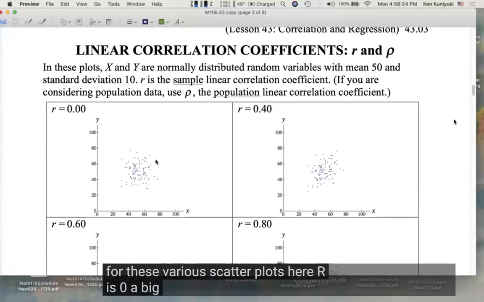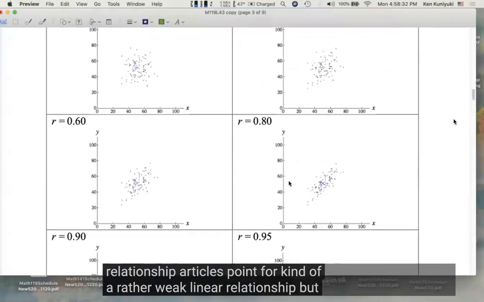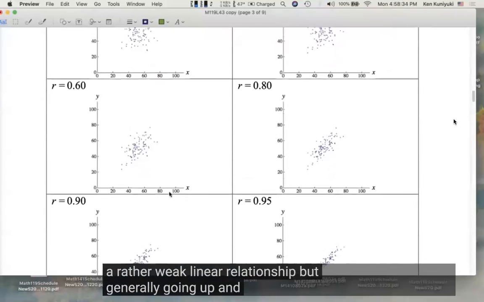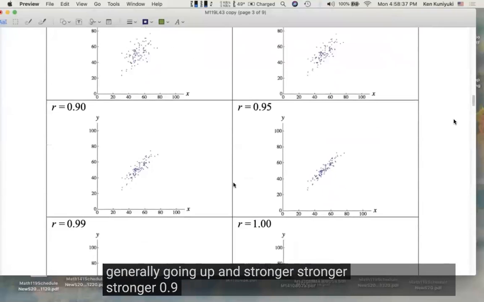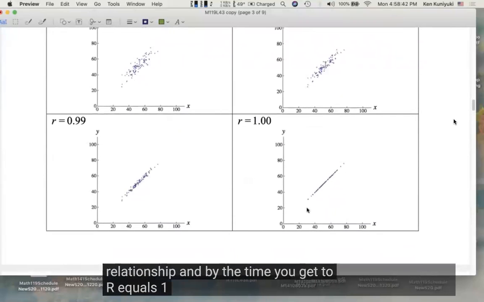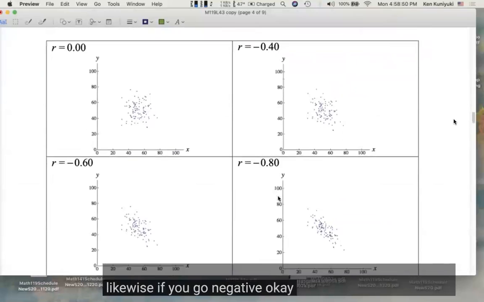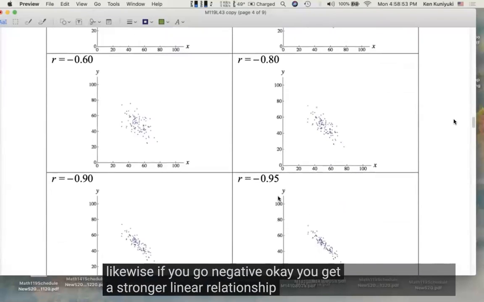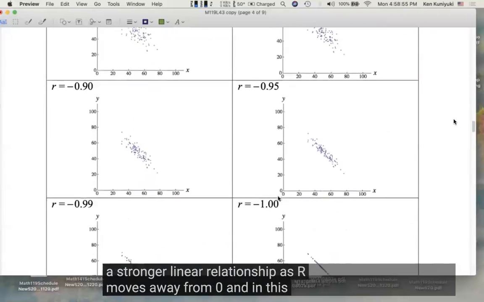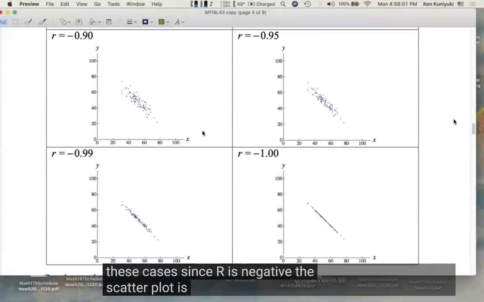Here, R is 0, a big old blob with no linear relationship. R equals 0.4, kind of a rather weak linear relationship, but generally going up. And stronger, 0.9, 0.95, stronger linear relationship. And by the time you get to R equals 1, you get a straight line. Likewise, if you go negative, you get a stronger linear relationship as R moves away from 0, in this case towards -1. But in these cases, since R is negative, the scatter plot is generally trending downward.